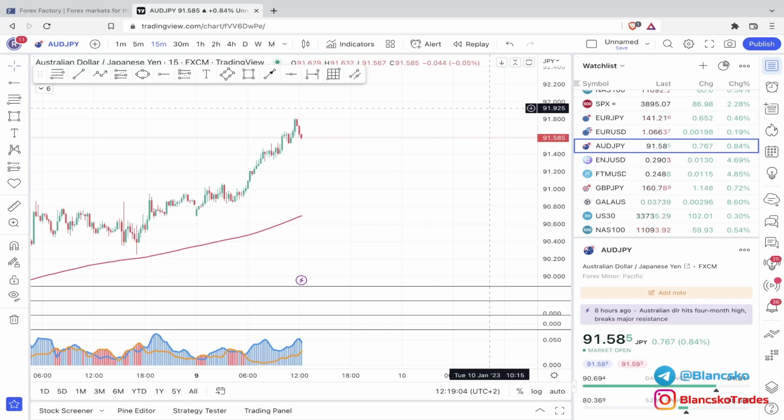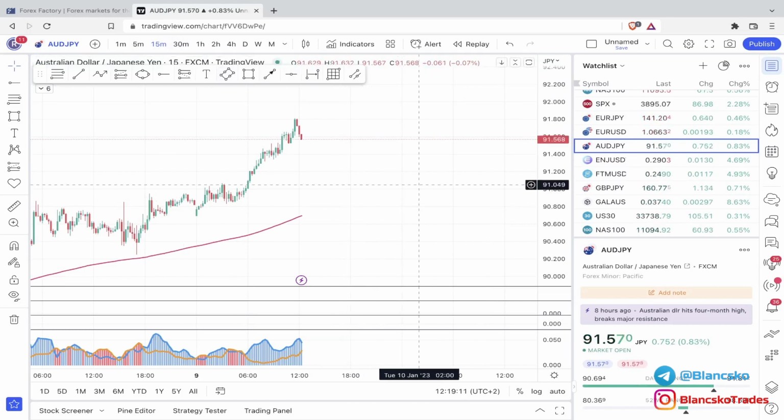So this strategy is very simple to use. We only need two indicators. I'm going to use the M15 time frame as the video example, but you can use this strategy on any time frame.